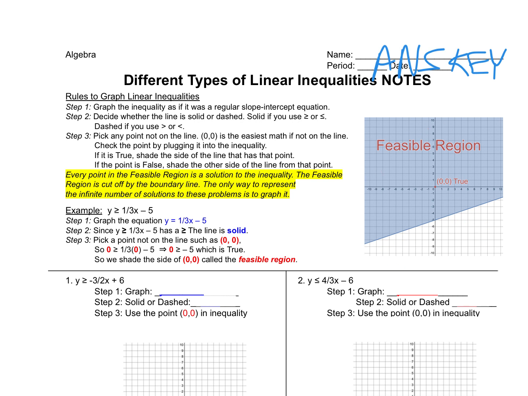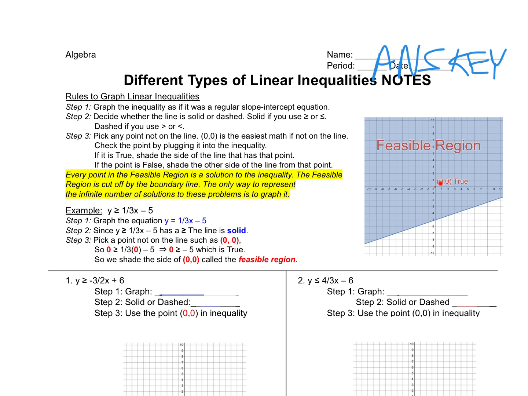One of the things we can do then is pick a point not on the line. For example, I picked 0, 0. We plug in the point 0, 0. 0 is x, 0 is y. So 0 is supposed to be greater than or equal to 1/3 times 0 minus 5. We plugged in 0 for the x, 0 for the y, and that gives me 0 is greater than or equal to -5. Is that true? Yeah, that's true.